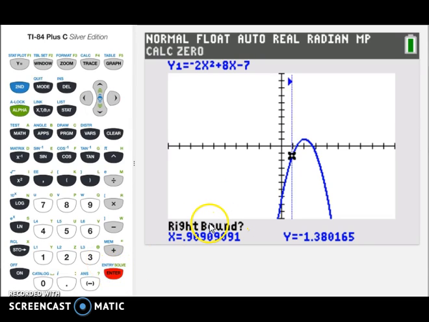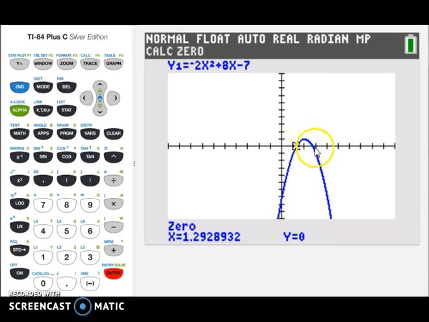And then it says right bound. So I want this blinky thing to be a little bit above the 0. Okay, so these x and y numbers, they don't matter. If your numbers are different than mine, it's fine. The final answers should be the same. So I'm going to put this guy about here. Okay, so he's a little bit above the 0. I'm going to hit enter. And then it says guess, and I'm going to hit enter again. So now it tells me my 0. So 1.29, comma 0. So that would be my 0 here.